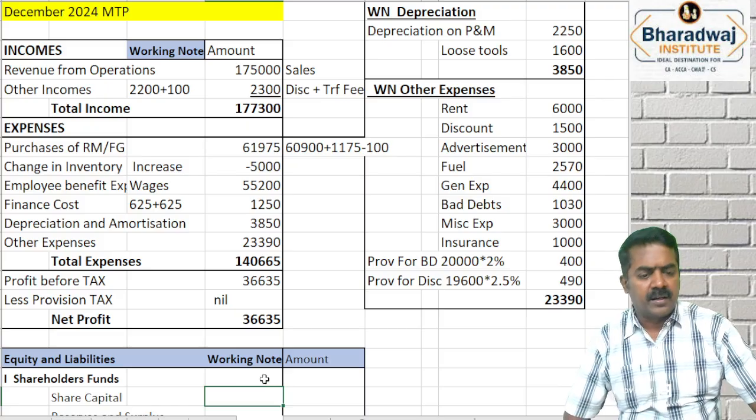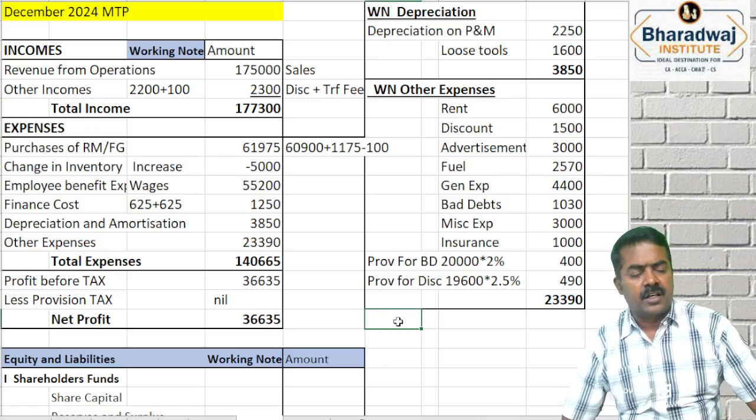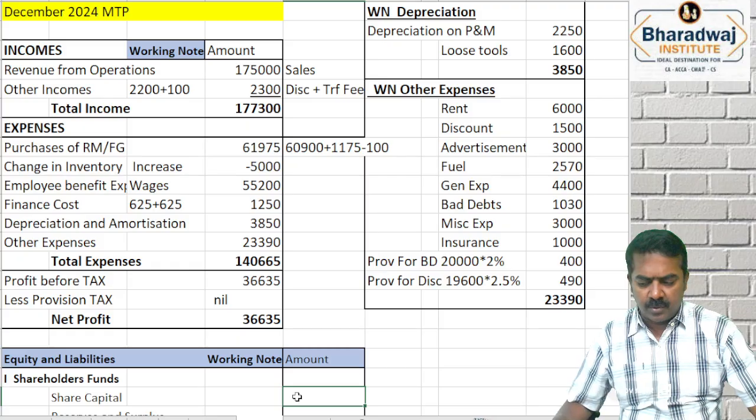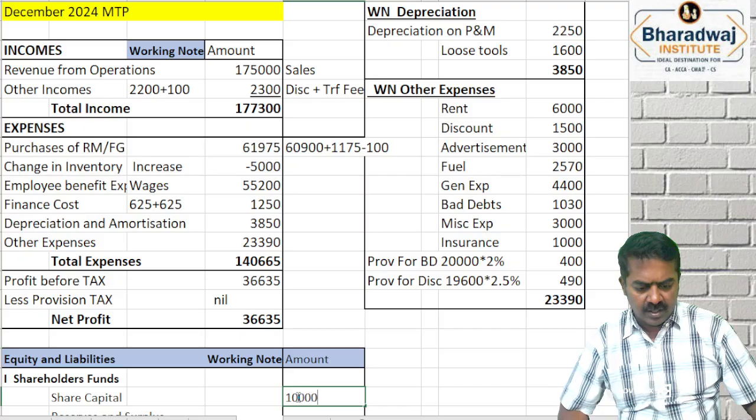Let us start with the balance sheet. Authorized share capital is just a note to accounts. But what is the share capital amount? $1 lakh.